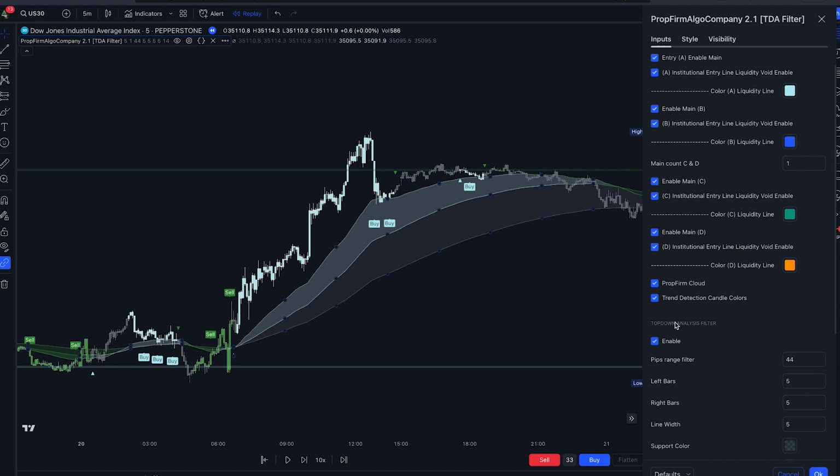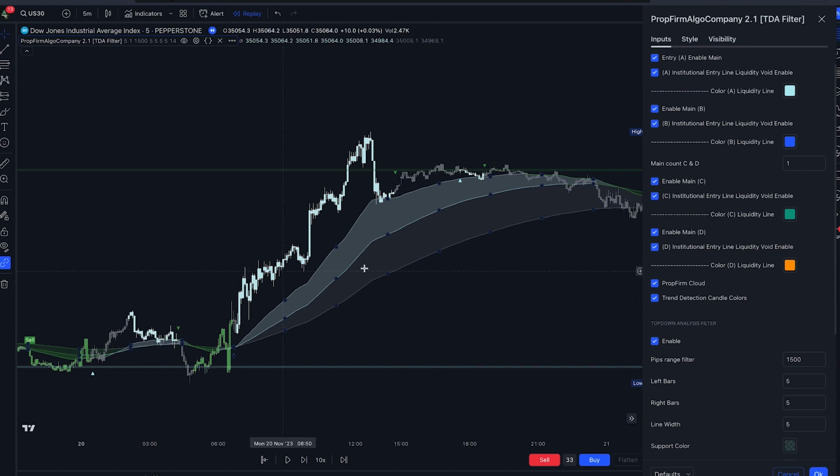Another advantage of the top-down analysis feature is the pip range filter. Here we can input how many pips or points we want to use to filter out unwanted signals. Though it's important to note that each chart has a different pip and point counting method. So 1,000 pips on the Dow Jones is going to be completely different than 1,000 pips on, let's say, a Forex pair. We're going to add more of the filter by ramping up the numbers and ticking 1,500.